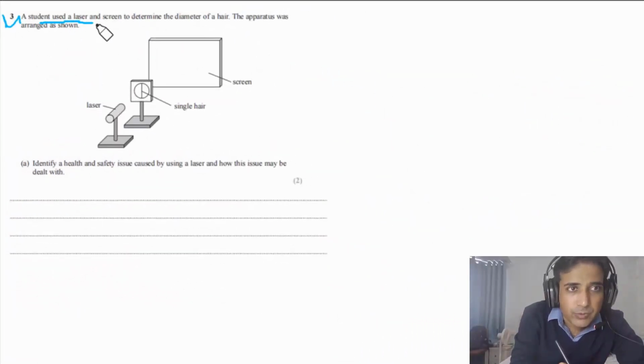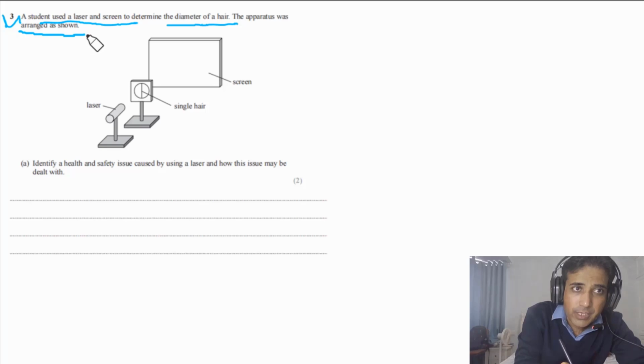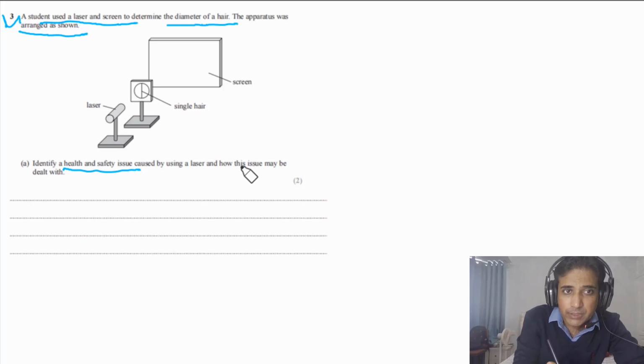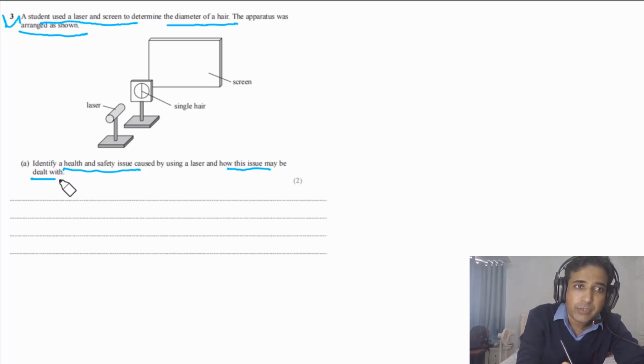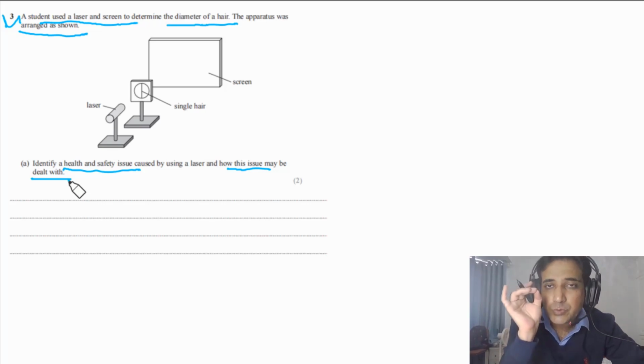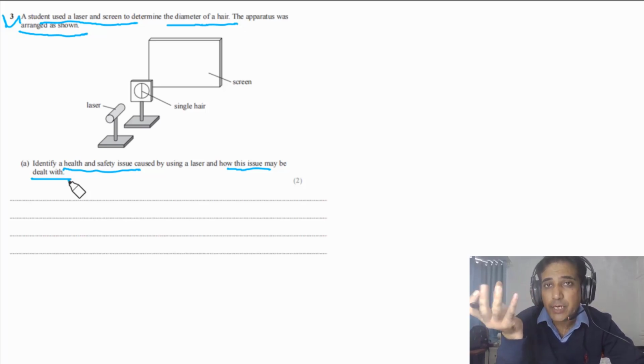Third question says, a student used a laser and screen to determine the diameter of a hair. The apparatus was arranged as shown in the figure. For part A, identify a health and safety issue caused by using a laser and how this issue may be dealt with. If you look at a laser directly, the light of the laser is very intense, so it can damage our eyes. So we should not look at the laser directly with naked eyes, or we can wear dark glasses to protect our eyes. These 2 points you can write down in your answer.